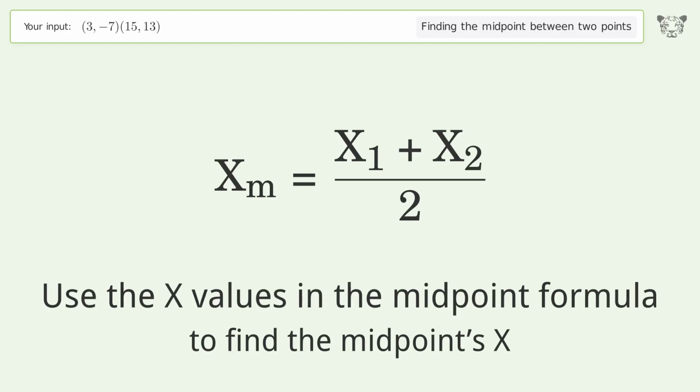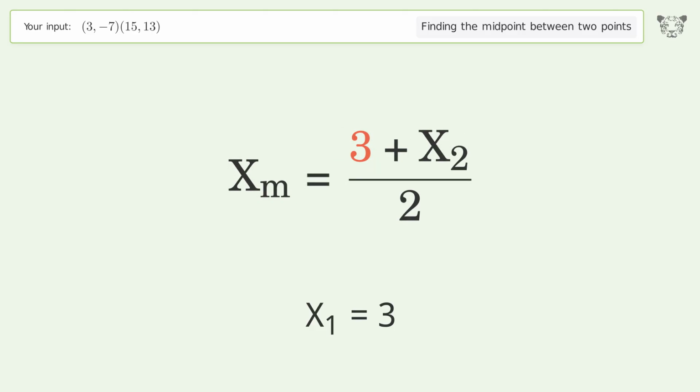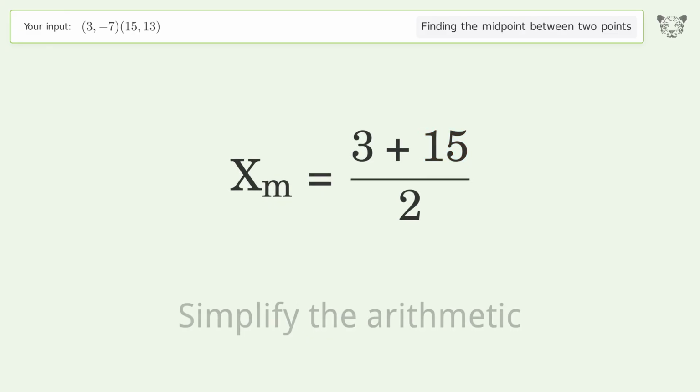Use the x values in the midpoint formula to find the midpoint's x. x1 equals 3. x2 equals 15. Simplify the arithmetic.